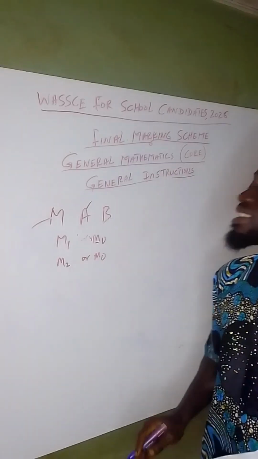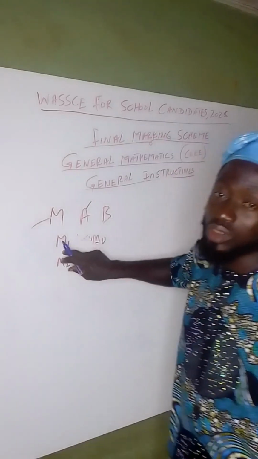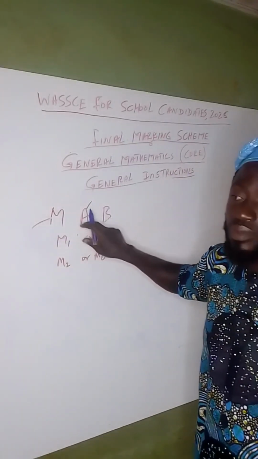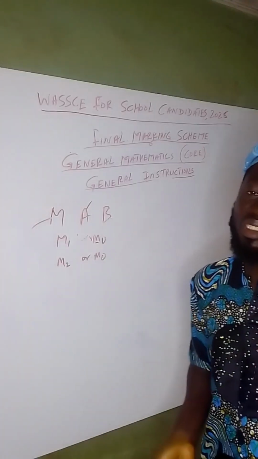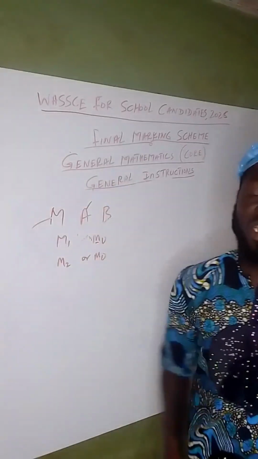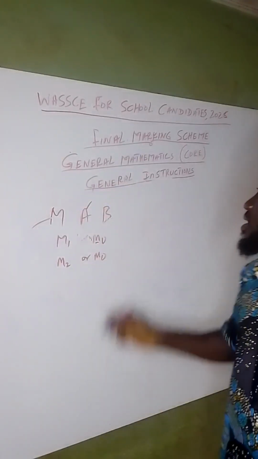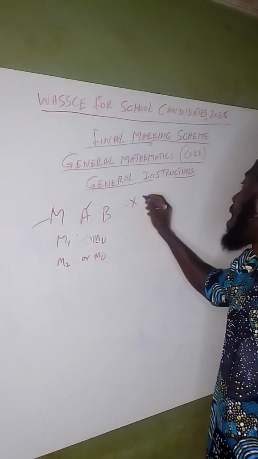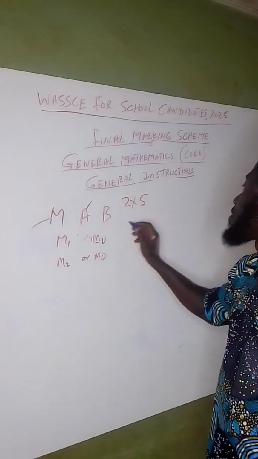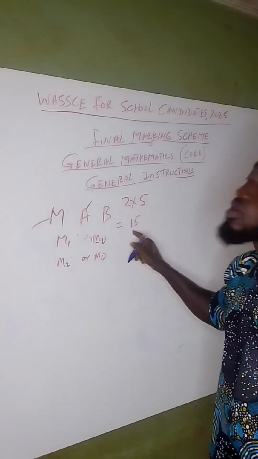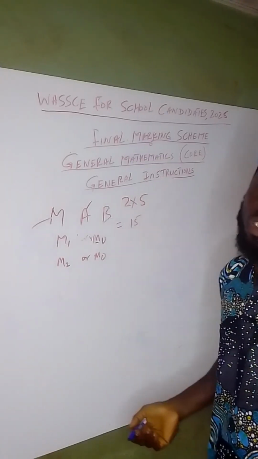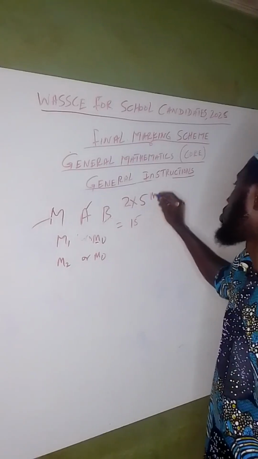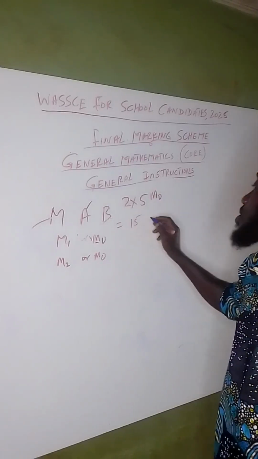Another thing is that once you miss your method, you can never have your accuracy. It's not possible for someone to miss the method and the accuracy is correct. Even if your accuracy is correct, we are going to give you 0 there. It's just like someone is saying 2 times 5 equals 15, and seriously, 15 is the correct answer. Does 2 times 5 give us 15? No!